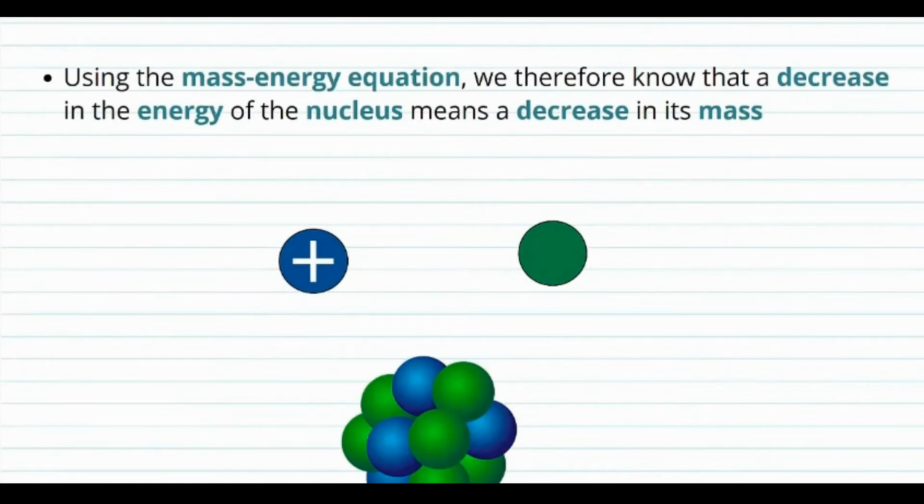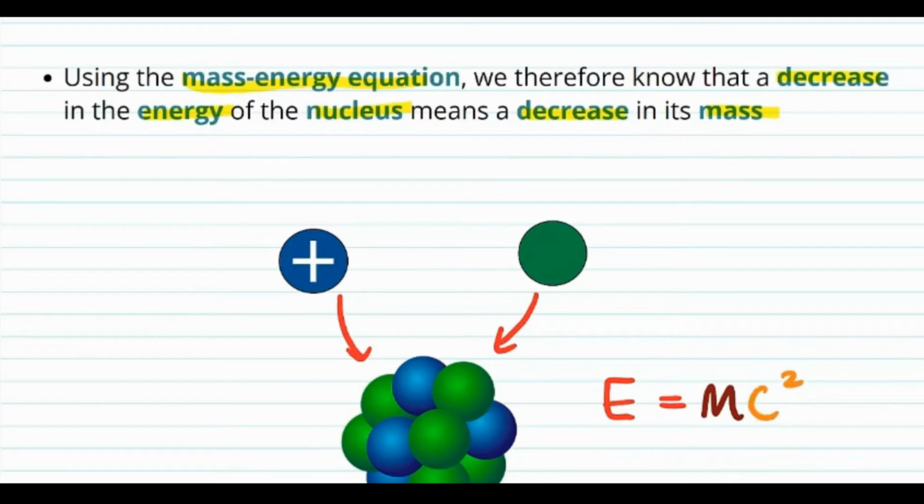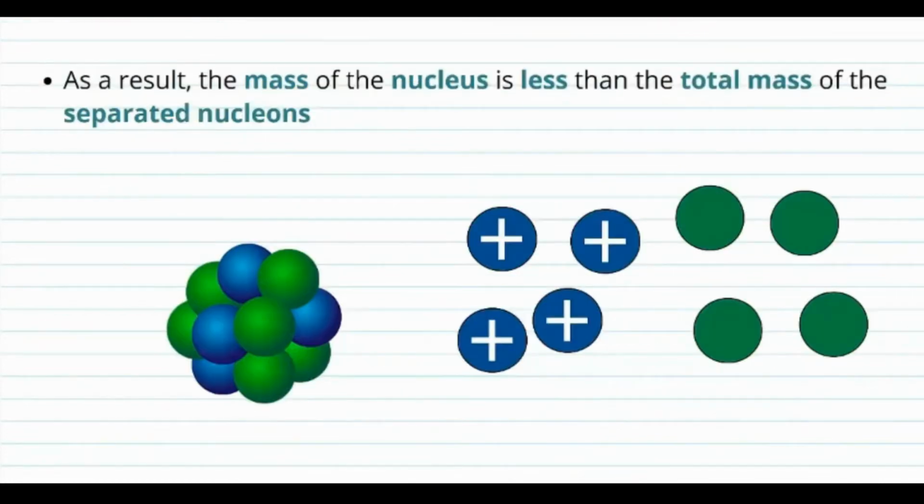Using the mass-energy equation, we therefore know that a decrease in the energy of the nucleus means a decrease in its mass. So from our equation stating that energy E is equal to mass m times the speed of light squared, a decrease in energy means a decrease in mass. As a result, the mass of the nucleus is less than the total mass of the separated nucleons.